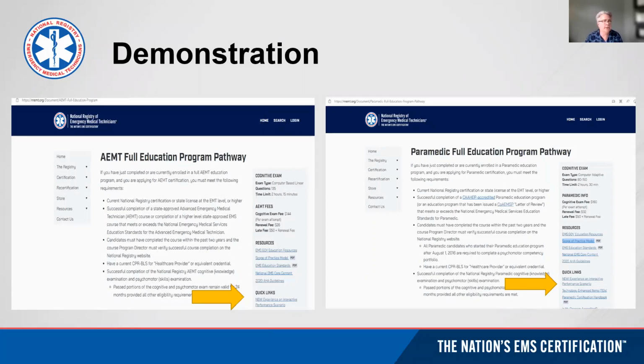And they'll be able to do that at the test center at Pearson, which will then alleviate the need for a psychomotor examination that's required by National Registry when this is all in place. Great question.